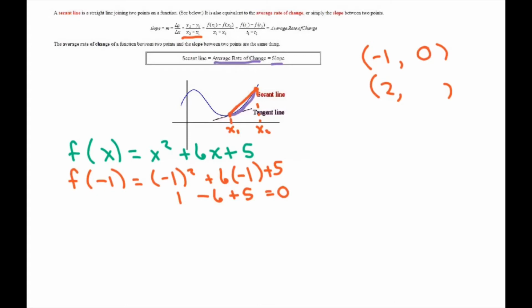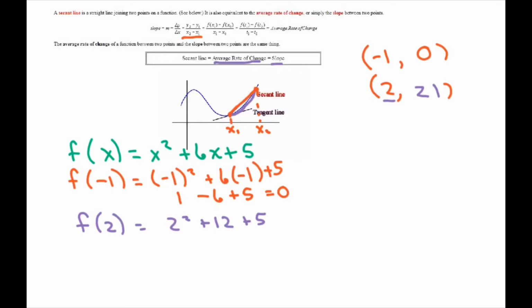Now let's find f of 2. What is our y? 2 squared plus 12 plus 5. That's going to be really big. So 9 plus 12 is 21. And it's going to be a little hard to graph, so we're going to kind of fake it on that.